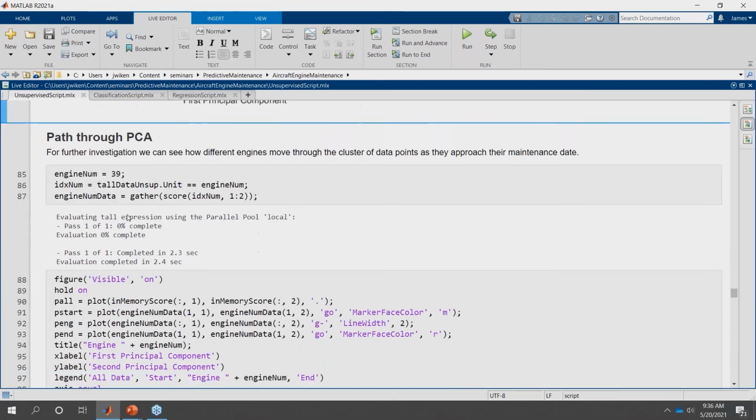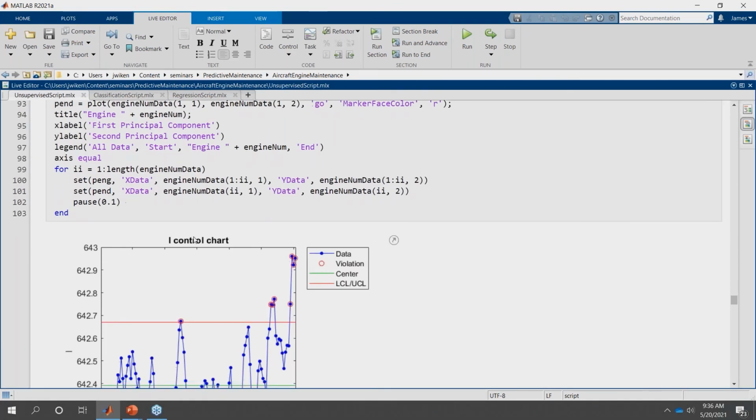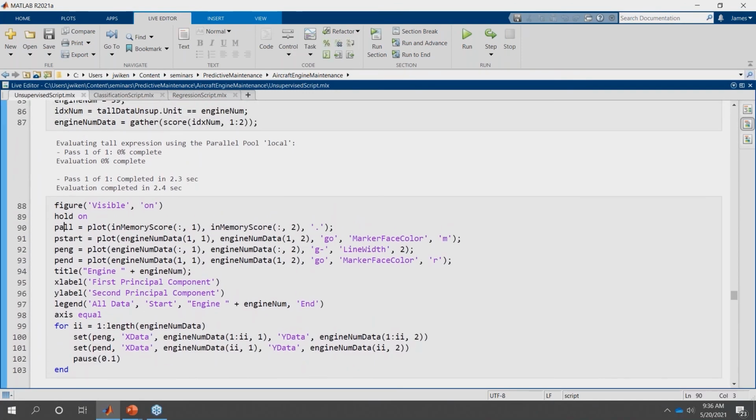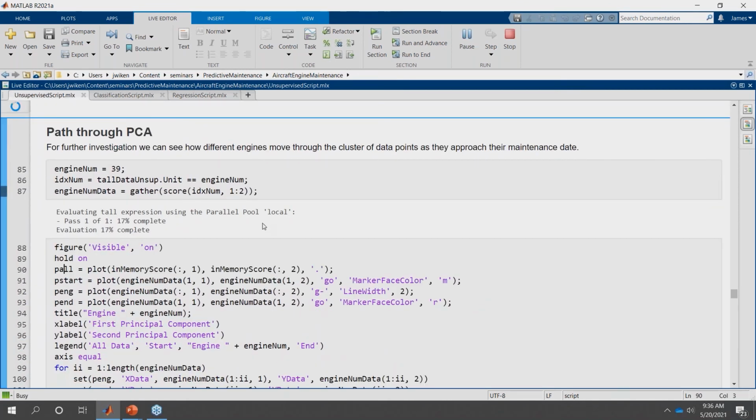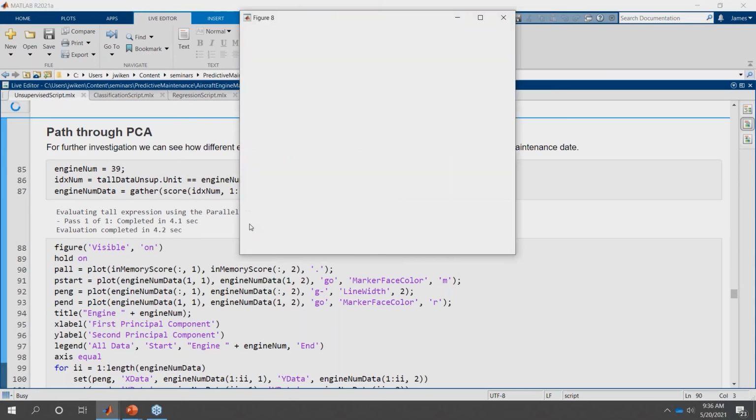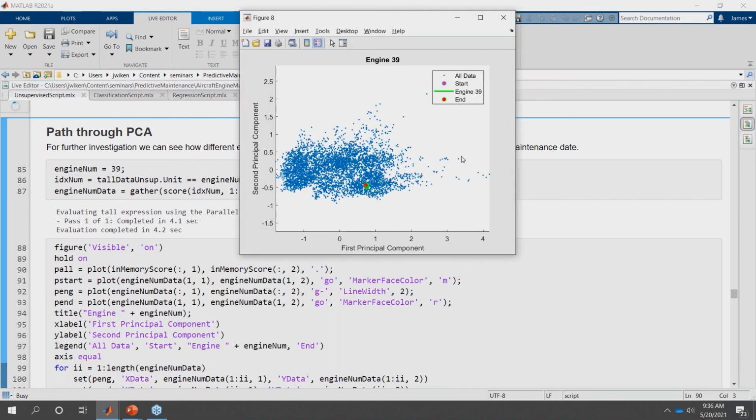And we can even track the path of one of these engines through this process. So let's run this. And hopefully you guys can see this animation going. This starts over in the rectangle, and then over time it drifts farther and farther out, right? And this is one of those problematic engines.